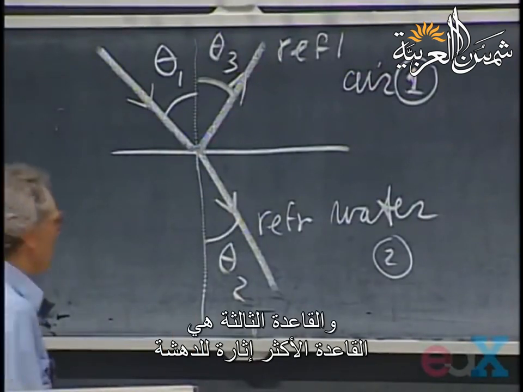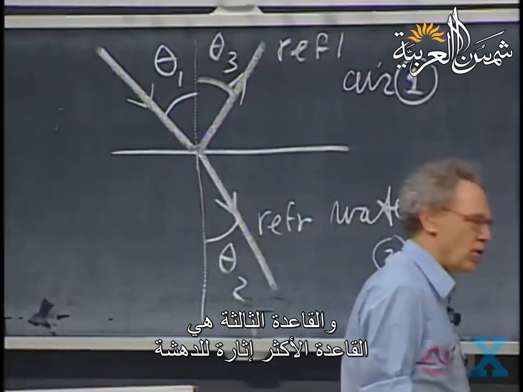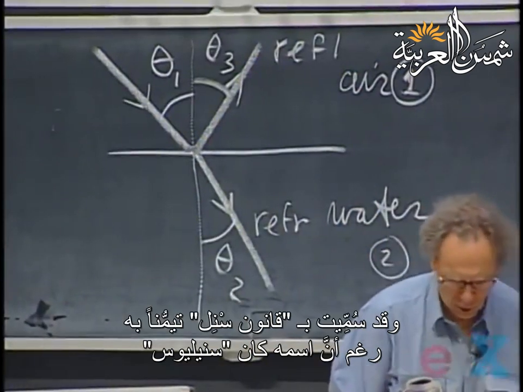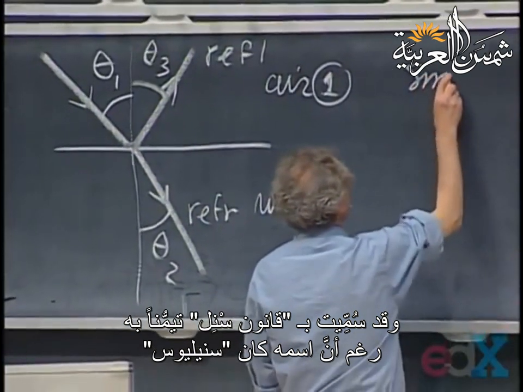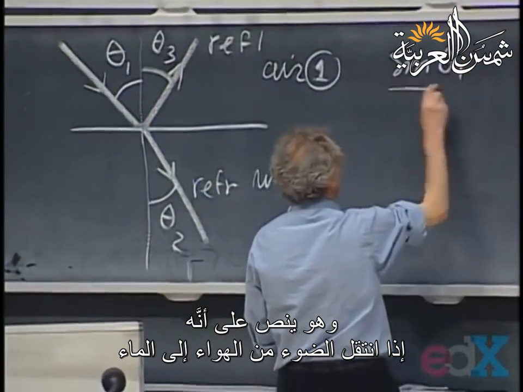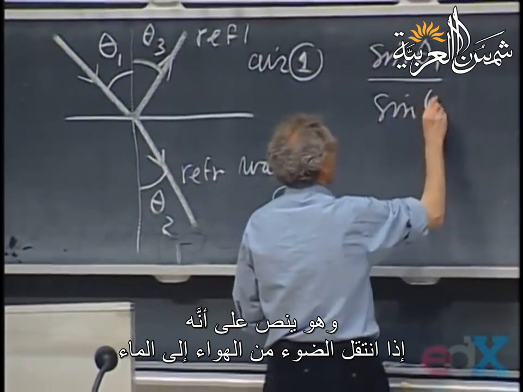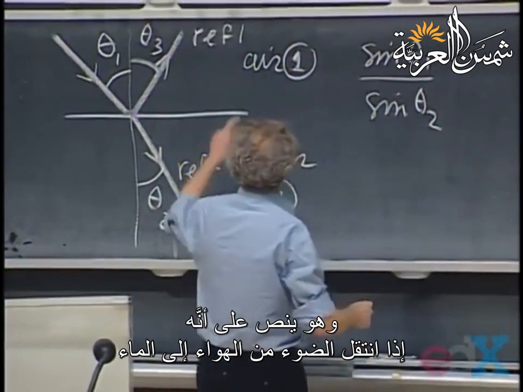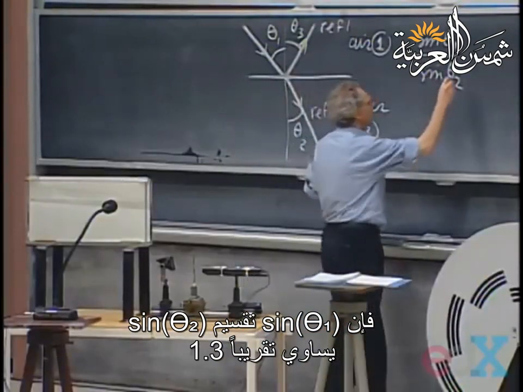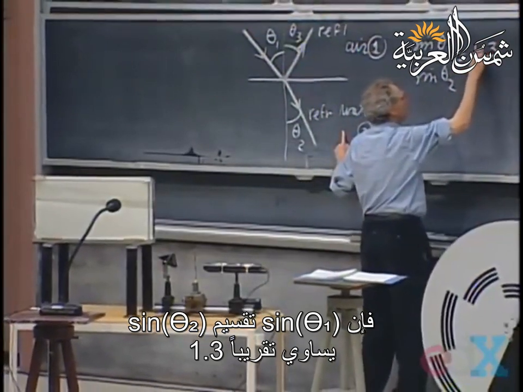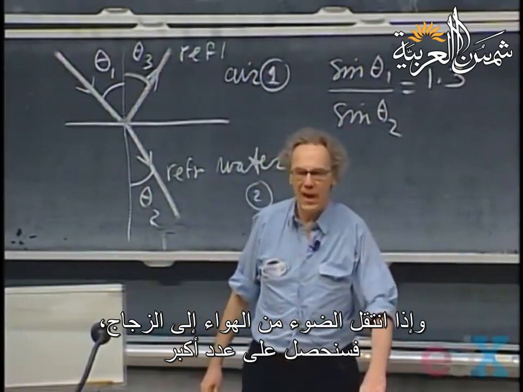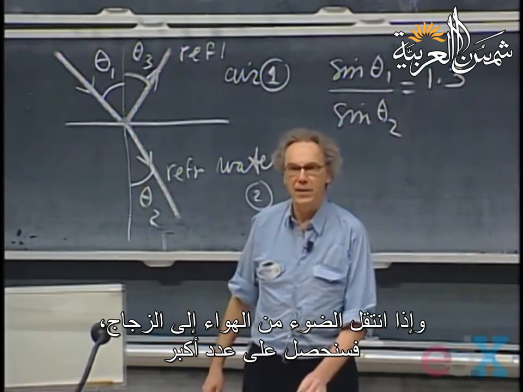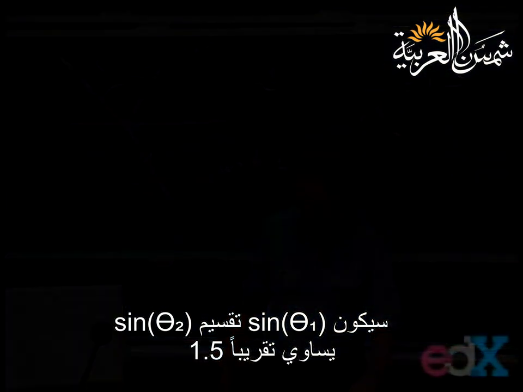And then the third one, which is the most surprising one, which is called after him, Snell's law, although his name was Snellius, is that the sine of theta 1 divided by the sine of theta 2, if we go from air to water, is about 1.3. If you go from air to glass, it's a little higher, like 1.5 or so.